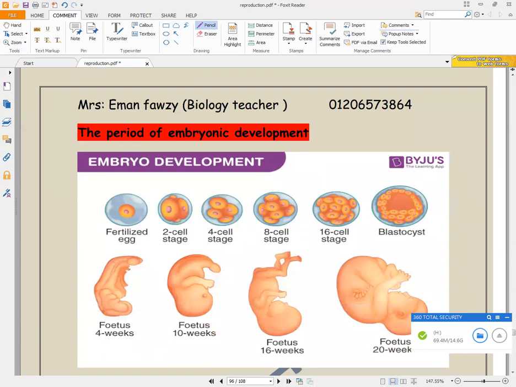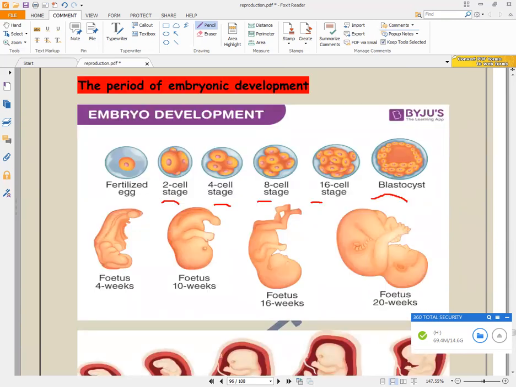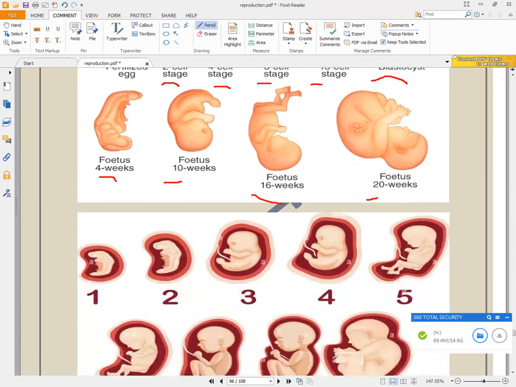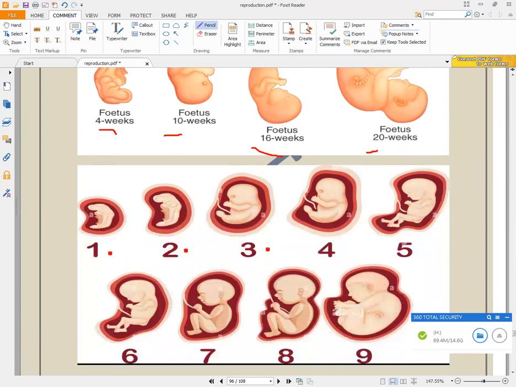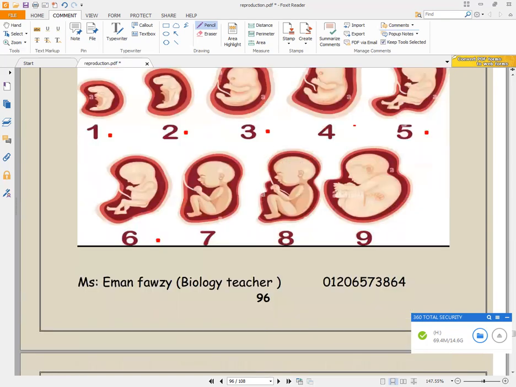Also, you have to know the period of embryonic development, and this is very important to know. You have here a fertilized egg, and after that, 2 cells, 4 cells, 8 cells, 16 cells, and also a blastocyst. The blastocyst is immersed in what? In the endometrium. After that, you will find the stages of the fetus development. And also if you look here, you will find the age of the embryo by months and the development of it.